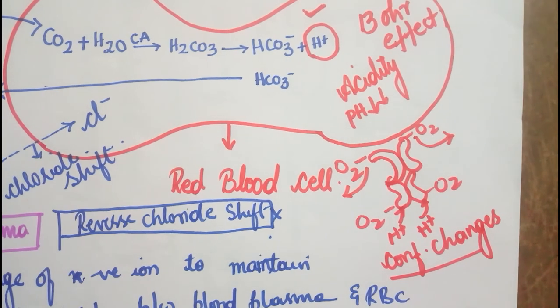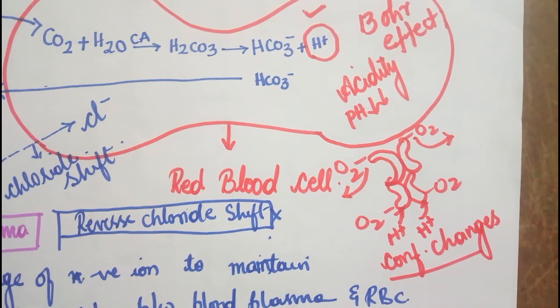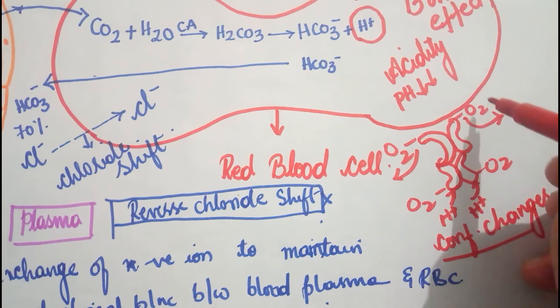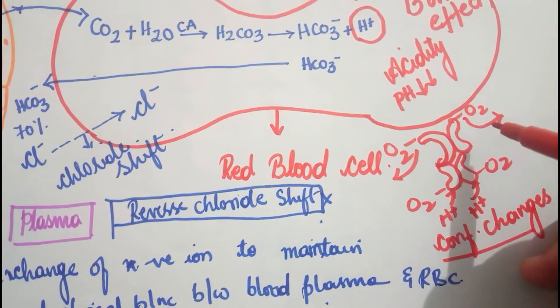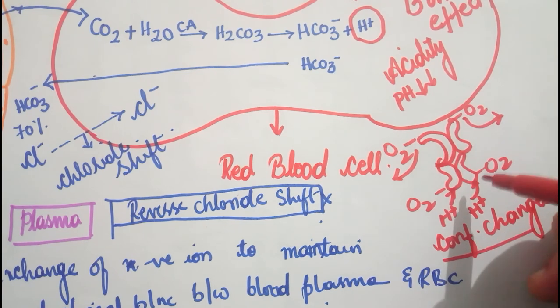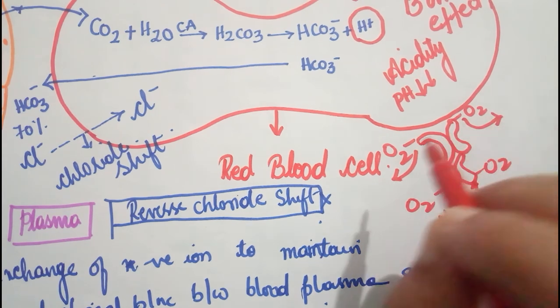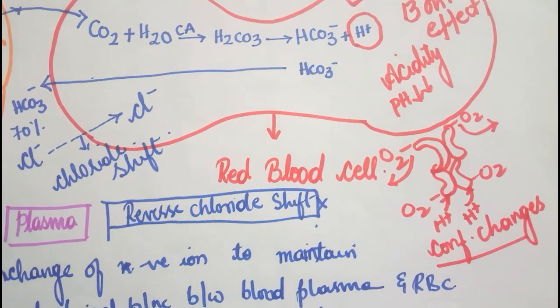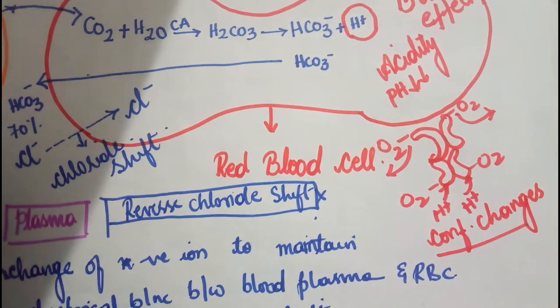Okay, so how can you explain this Bohr effect? The Bohr effect is when there is an increase in the proton concentration in the blood, it causes the oxygen to unload. It causes what to unload? It causes the oxygen to unload from the hemoglobin. Once the H plus ions are bound, this oxygen is unloaded from the hemoglobin molecule, and this unloaded oxygen is taken up by the tissues. Okay, so this is what you should know about the Bohr effect.